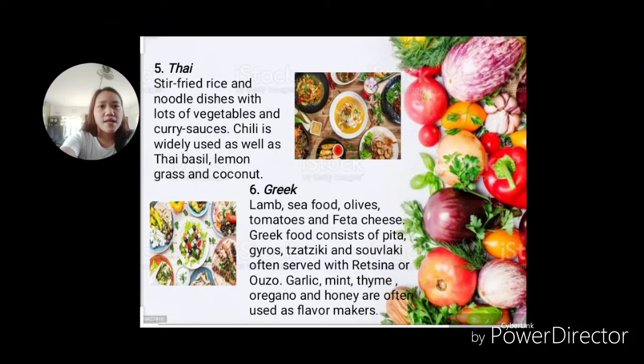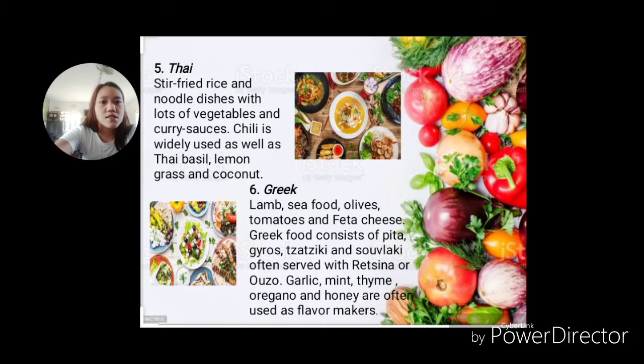The fifth one, Thai. Stir-fried rice and noodle dishes with lots of vegetables and curry sauces. Chili is widely used, as well as Thai basil, lemongrass, and coconut.